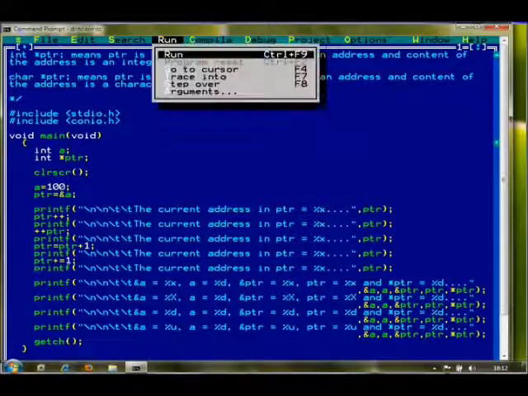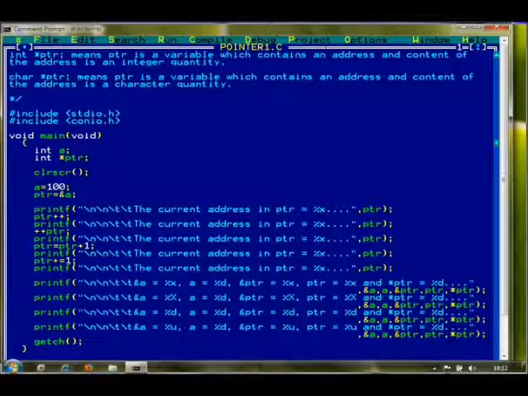Let me execute my program. Yes. All of them are the same. But there will be a little bit of difference. Actually, it is there. I'll be discussing that later. But if you consider the ultimate value in PTR, that will be the incremented one. But there will be some difference between PTR plus plus and PTR is equal to PTR plus 1.